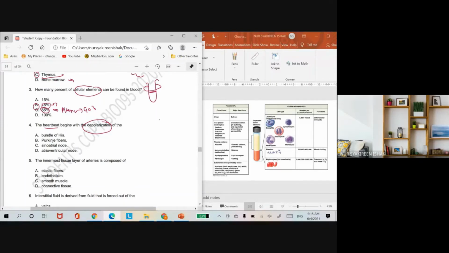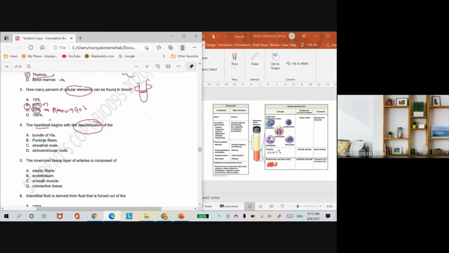depolarization. We have already learned the nervous system. Depolarization: the normal cell membrane has to be negatively charged inside the cell. This is the cytoplasmic side, and this is the extracellular fluid side, so outside it has to be positively charged. This is the normal cell that is not conducting or generating any action potential. But when a cell is generating an action potential, it has to change the membrane potential from negative inside to positive inside, and negative outside.